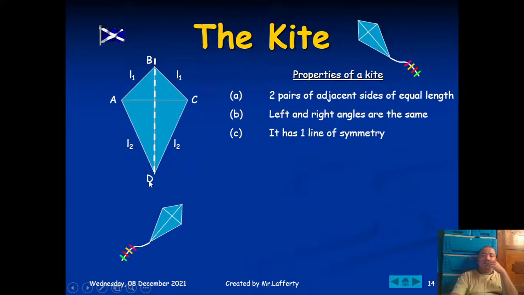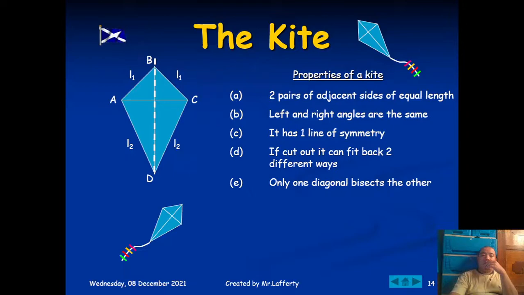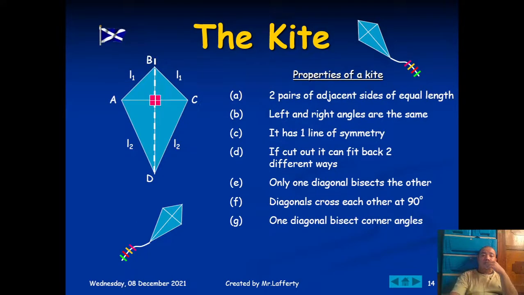It has one line of symmetry. If cut out, it can fit back 2 different ways. Only one diagonal bisects the other. Diagonals are also perpendicular, crossing each other at 90 degrees. One diagonal bisects corner angles.